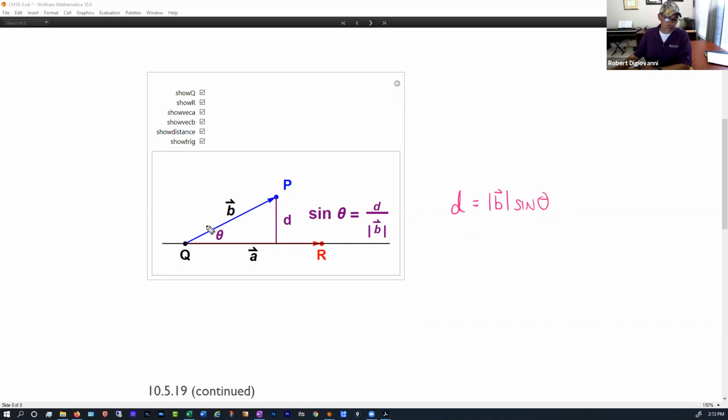Now, do we know the magnitude of B? We could find it, right? I mean, we could find it because we came up with Q and then we can always create that vector and then we can find its magnitude. So finding the magnitude of B won't be a problem.